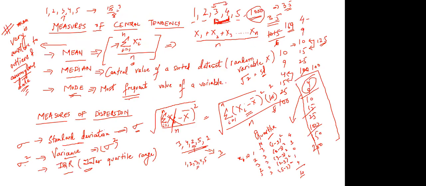Okay, ठीक है. Let's take this down. IQR when you're measuring dispersion. जब आप dispersion measure कर रहे हो, तो IQR is one way to measure dispersion. Apart from standard deviation variance, there is something called as interquartile.